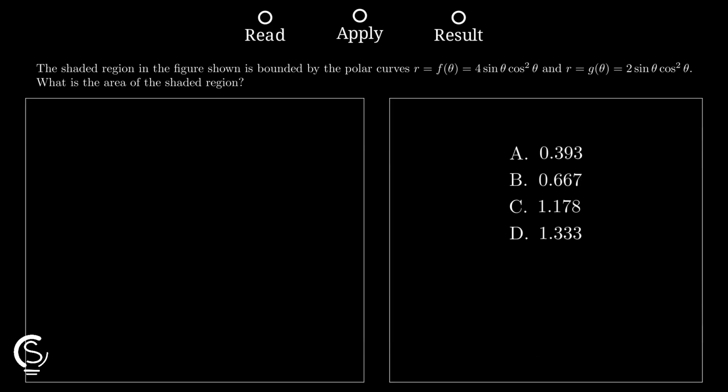First, we set up our integral from 0 to pi. We use the formula 1/2 times the integral of the outer radius squared minus the inner radius squared. Let's go.